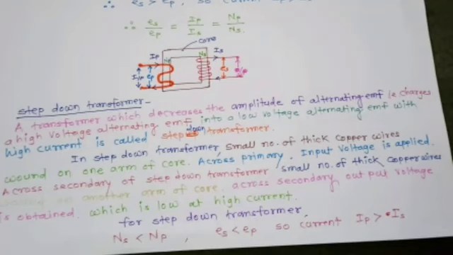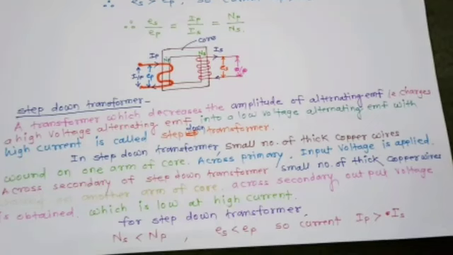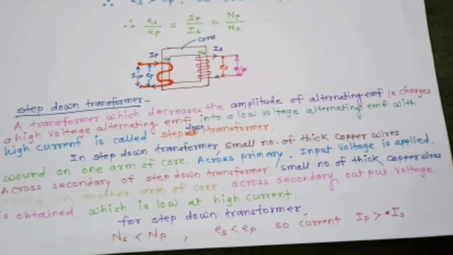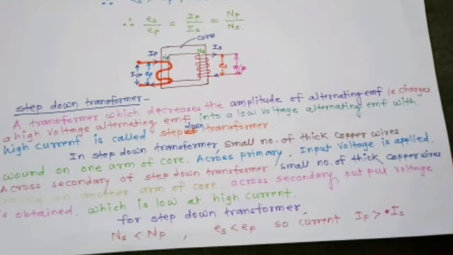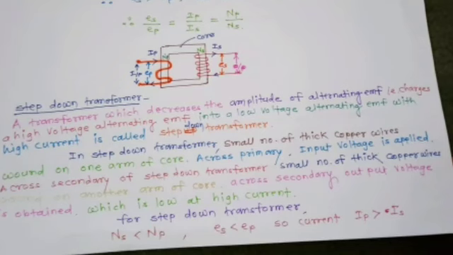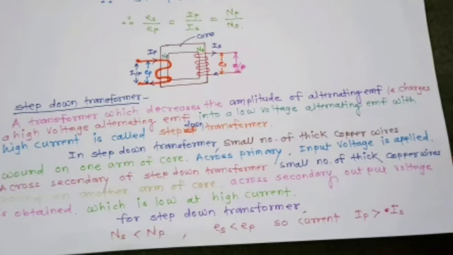Therefore, for step down transformer, the secondary number of turns NS is less than NP. Here ES is less than EP. Here IP is less than IS.